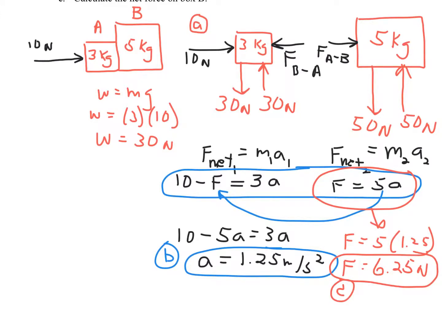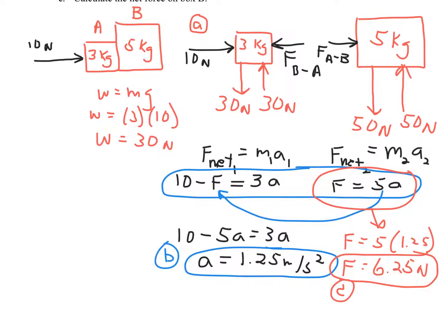That's the force that each box is exerting on each other. The little box pushes on the big box with that force, the big box pushes back on the little box. That's the interaction force between the two boxes, FBA, FAB. Same force, equal and opposite on each box.